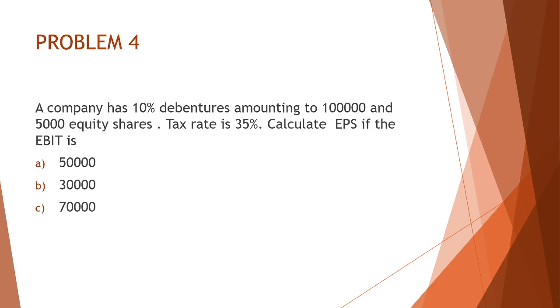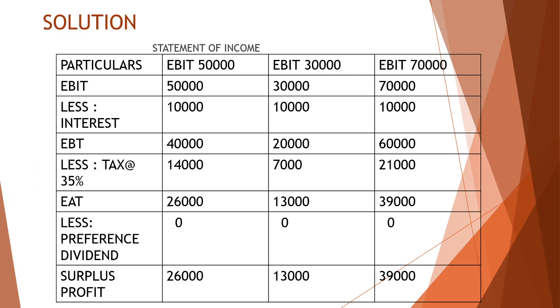So we'll prepare a statement of income together for all the three situations, and we'll find out the surplus profit. The three situations: EBIT is 50,000, EBIT is 30,000 and EBIT is 70,000. The first situation, EBIT is 50,000 less interest on debentures, 1 lakh debentures at 10%, which is 10,000 rupees. So earnings before tax is 50,000 minus 10,000, which is equal to 40,000, less tax at 35%. 40,000 into 35% is 14,000.